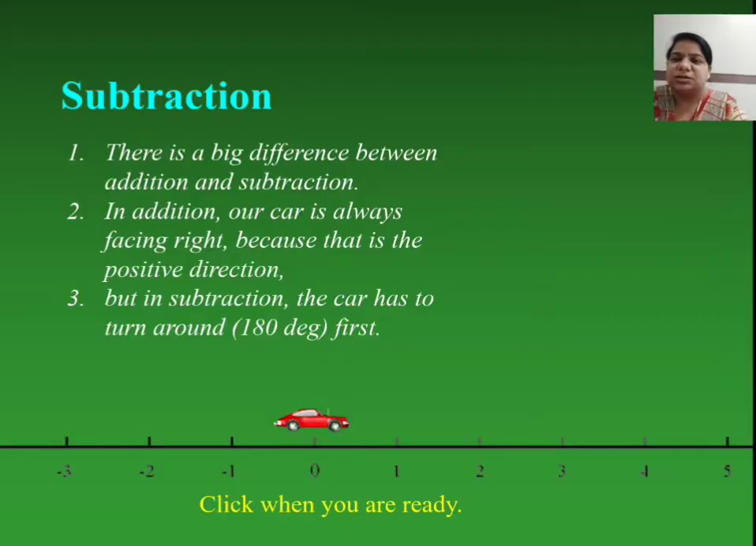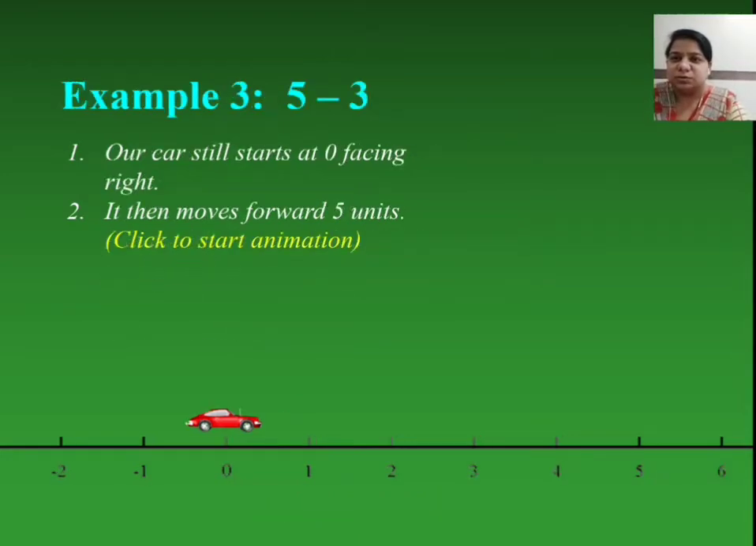Now let's see the subtraction. There is a big difference between addition and subtraction. The car is always facing right, but when it sees a negative sign which shows the subtraction sign, it will take a 180-degree turn. It will change its direction. So let's see the example.